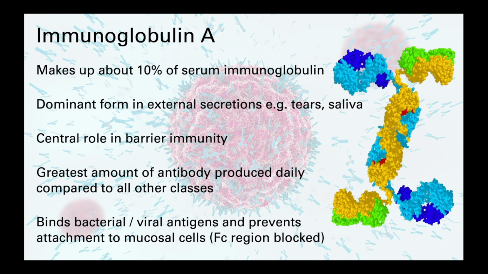IgA is very effective at protecting these surfaces because it can bind to extracellular bacteria and viruses and prevent them from interacting with epithelial cells. Because IgA is a dimer and the two Fc regions are joined by the J chain, they therefore cannot interact with Fc receptors on our mucosal cells, so it encourages the removal of pathogens away from our barrier surfaces.